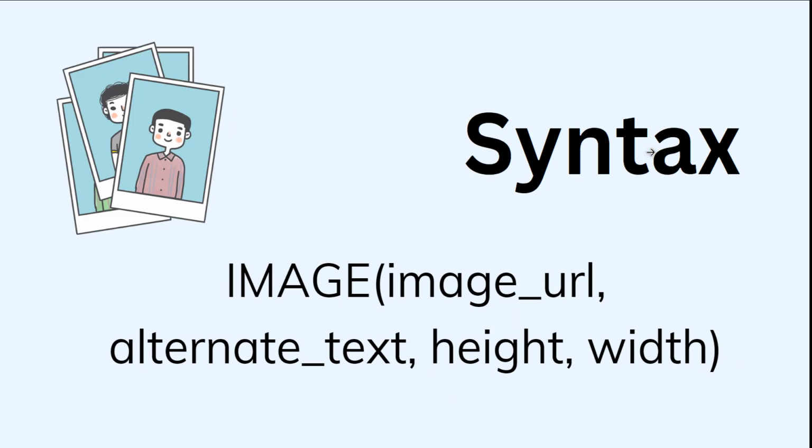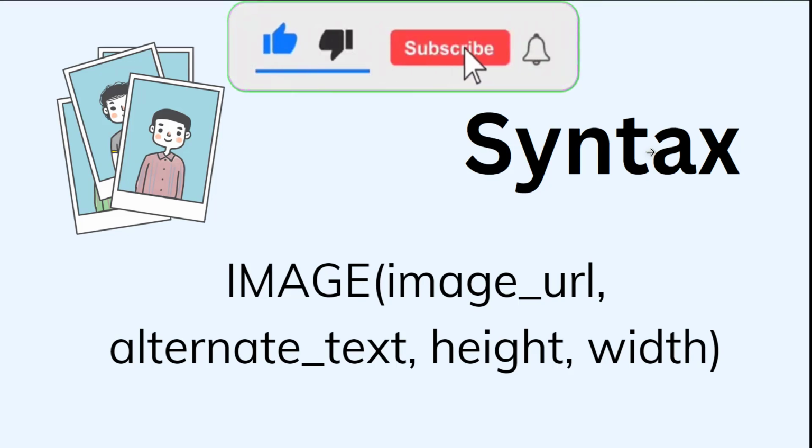Here you can see that the image URL parameter specifies the path of an image that you want to insert. Alternative underscore text is a parameter that specifies the text you want to show when the image can't be shown or rendered due to some technical or internet issue.